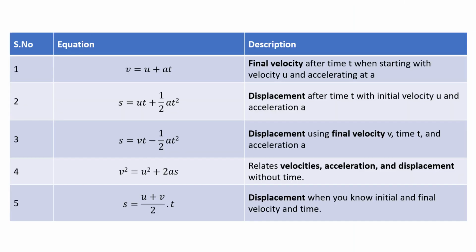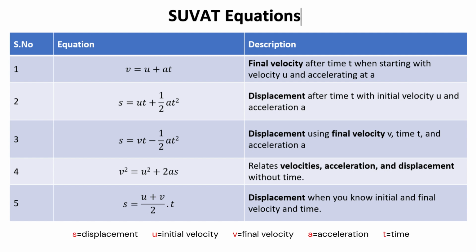When analyzing motion in a straight line with constant acceleration, we use a set of 5 equations known as the SUVAT equations. These equations help us relate 5 key quantities: S for displacement, U for initial velocity, V for final velocity, A for acceleration, T for time. Each equation connects different combinations of these variables, enabling us to solve motion problems even when some values are unknown. It's important to remember that these equations are only applicable when the acceleration is constant. They serve as a powerful tool in kinematics and form the foundation for analyzing motion.